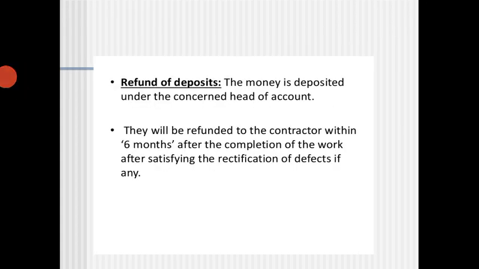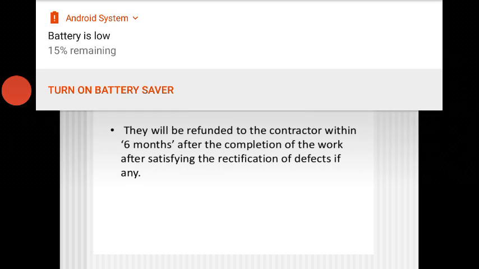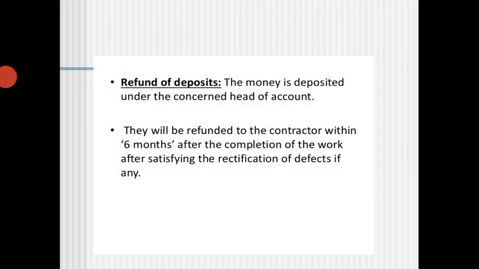So refund deposits. The money is deposited under the concerned head of the account. Of course, whatever money is there, it is deposited under the concerned head of the account. They will be refunded to the contractor within 6 months after completion of the work, after satisfying the rectification details if any. Normally, why will this 6 months take? It is after completion of the works.